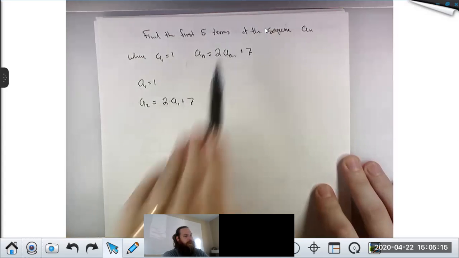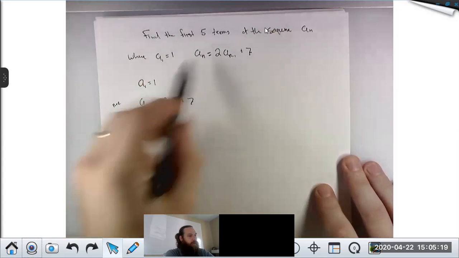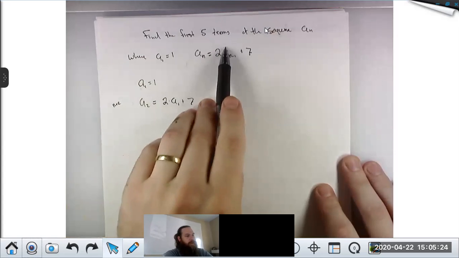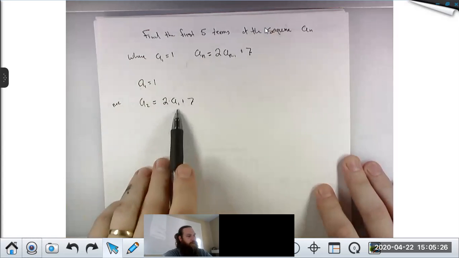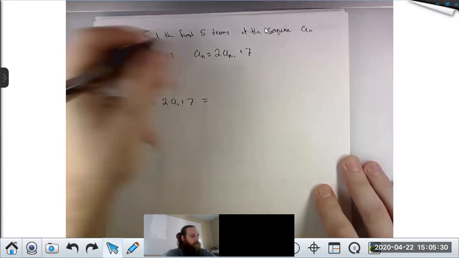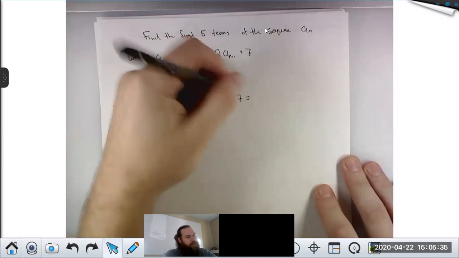So in other words, I'm plugging n equals 2 into this recurrence relation, and that tells me A2 is equal to 2 times A sub 2 minus 1. That's A1, plus 7. And A1 is 1, so this is 2 times 1 plus 7, which is 9.